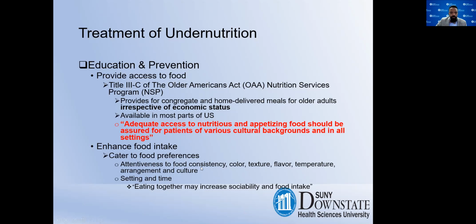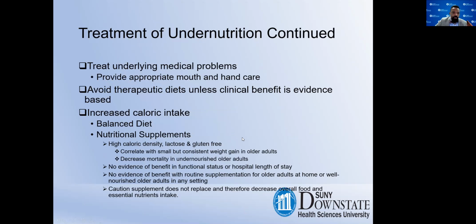Okay, and this is a quote directly. Because of the Older Americans Act, it is believed that adequate access to nutrition and appetizing food should be provided for patients of various cultural backgrounds and in all settings, irrespective of their economic status. They should have access to food. Okay, and not just access to food, but it should be appetizing. It should be nutritious. It should be good food.